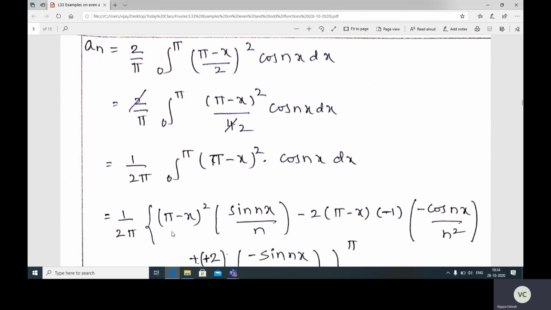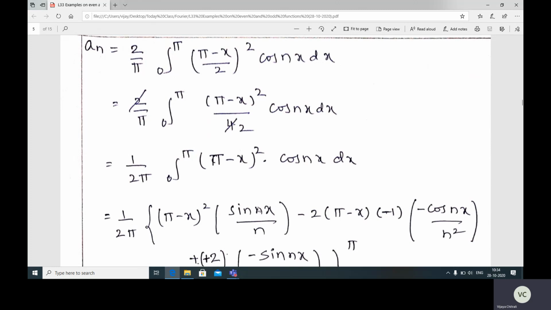So first function is (pi minus x) raised to 2, right? And v1 we want. v1 will be integration of v. So v is the second function. So integration of this second function, integration of cos nx, is sin nx divided by n. Next, differentiation of this (pi minus x) squared is 2 (pi minus x) times the differentiation of pi minus x, which will be minus 1.